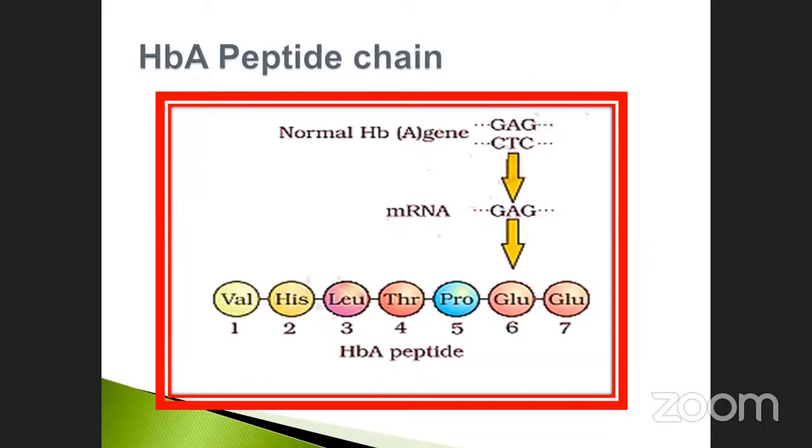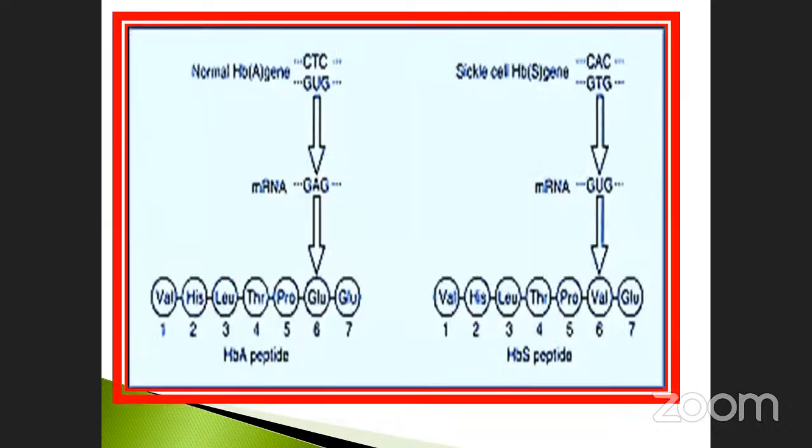Ajay, any doubt in this portion? Are you clear now? Yes, sir. Okay, go ahead. So go to the next one. This is the normal HbA peptide chain, and the HbS peptide chain is also there. See the diagram, just see the position. See the first amino acid. Which one is there? Valine is there.